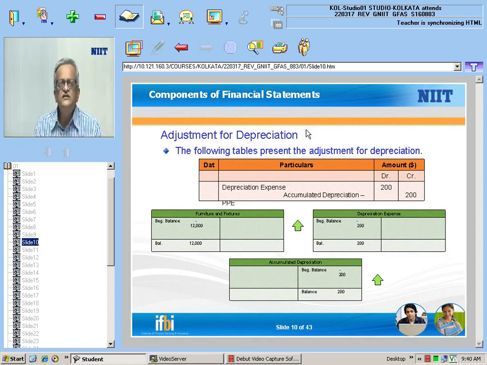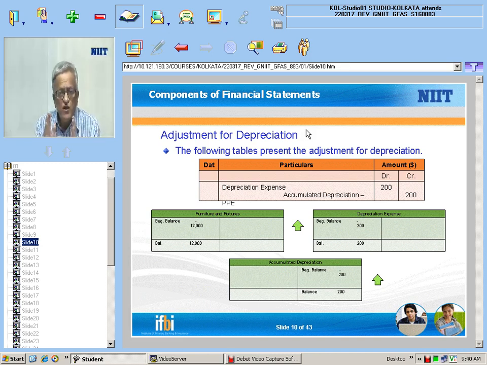So you can see this 31st of December, debit depreciation expense 200, credit accumulated depreciation 200. So here depreciation has been taken into account. Depreciation expenditure has been taken into account. And what is credited? Accumulated depreciation. This is a contra asset account. Accumulated depreciation is an asset account, but with a credit balance.